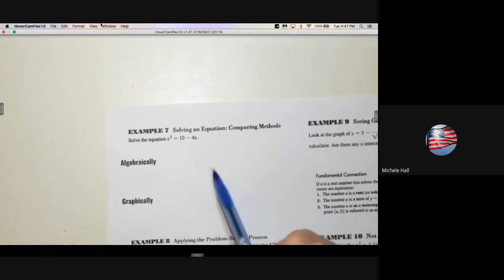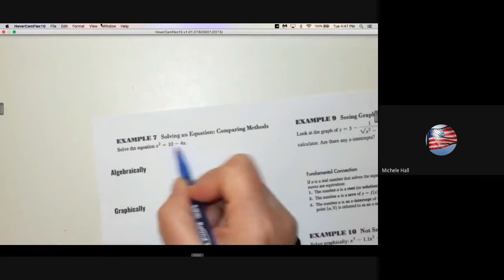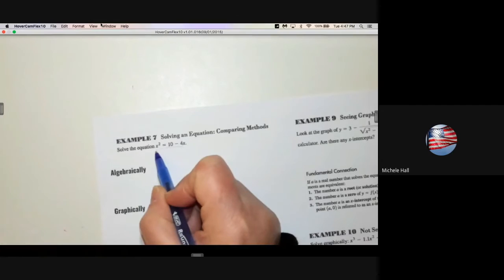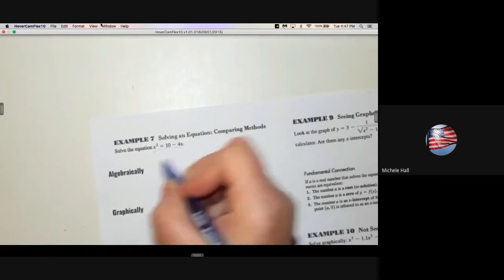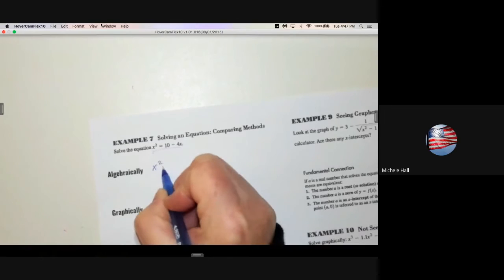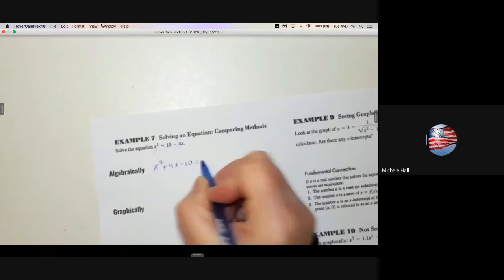Solving the equation algebraically, graphically. So we need to have them all on the same side. It's a degree 2, so I'm going to shift these two terms to the left. We get x squared plus 4x minus 10 equals 0.